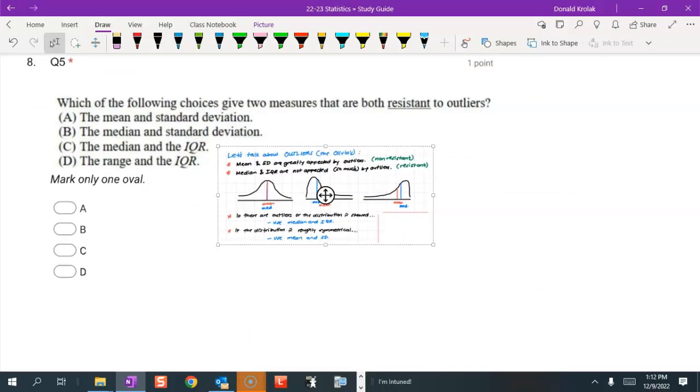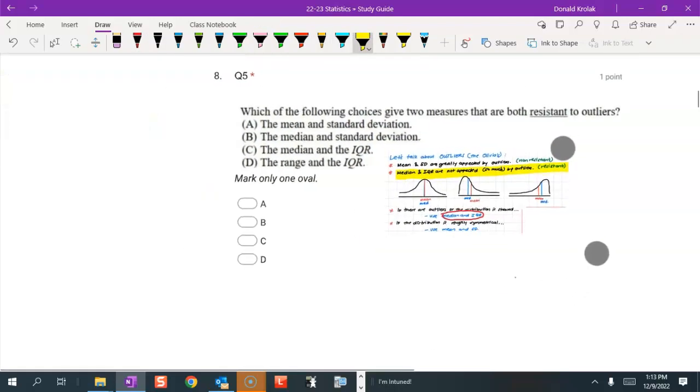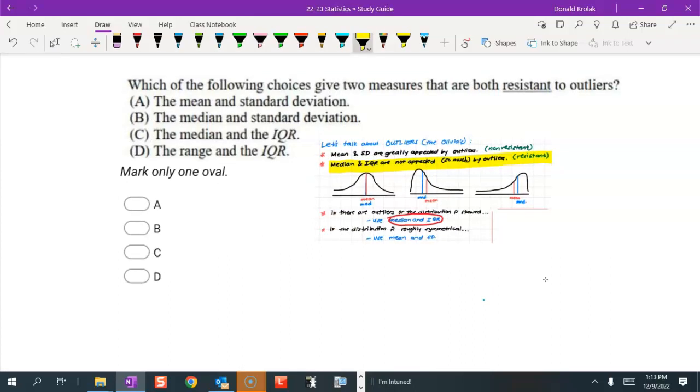Which of the following choices gives two measures that are both resistant to outliers? So the ones that are both resistant to outliers are the ones that you'd want to use when you have outliers. Okay, so if there are outliers in the distribution, we want to use the median and the IQR because those are resistant. That's this right here. So my answer is C.